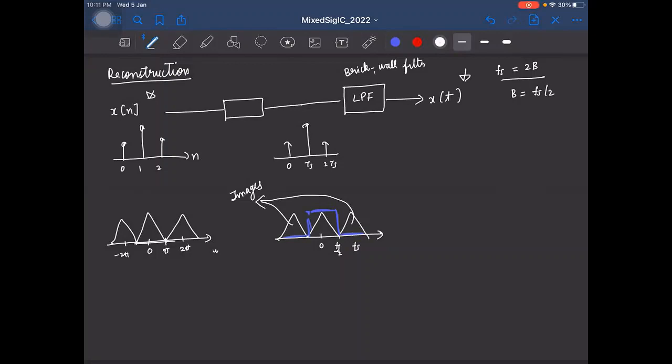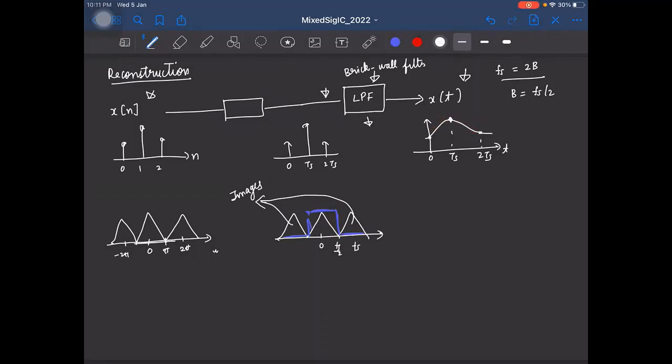Now let us say we had used this ideal brick wall filter. How will the time domain signal look? We would have exactly got the continuous time signal x(t) like this. Let's say this is 0, this point is Ts, this is 2Ts. At the input of the filter, we already knew the signal values at these time instants. So what this filter is doing is filling in the in-between values.